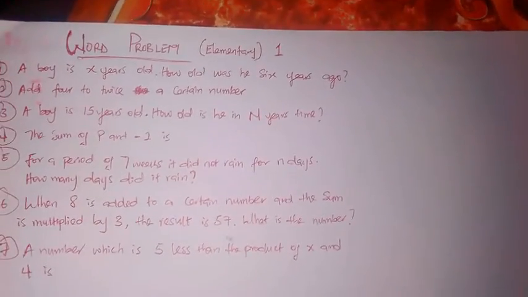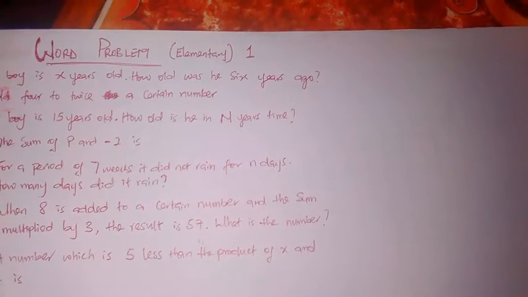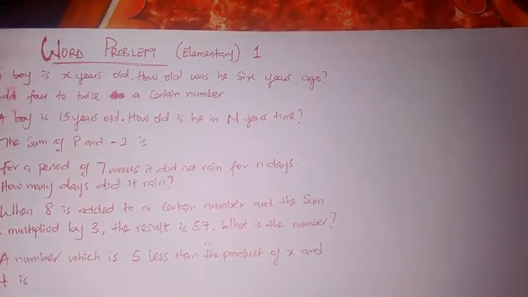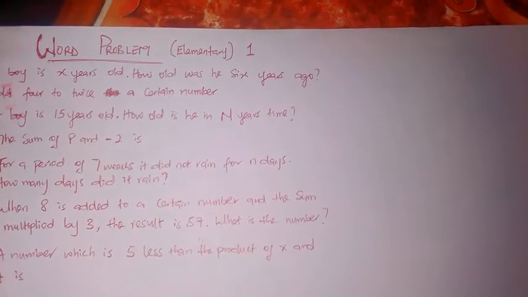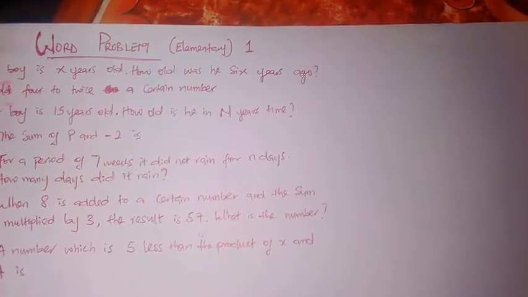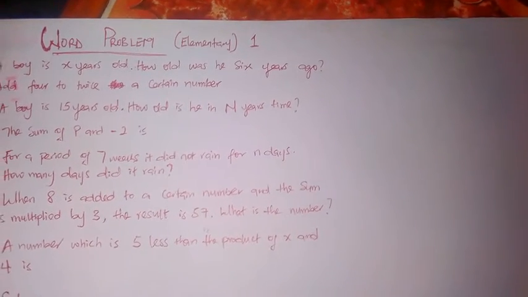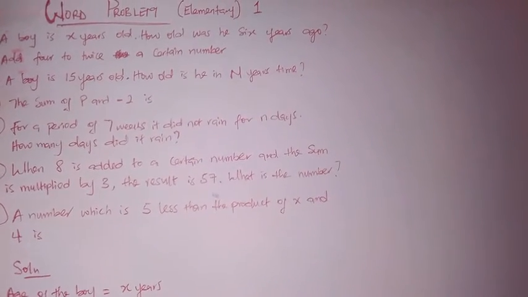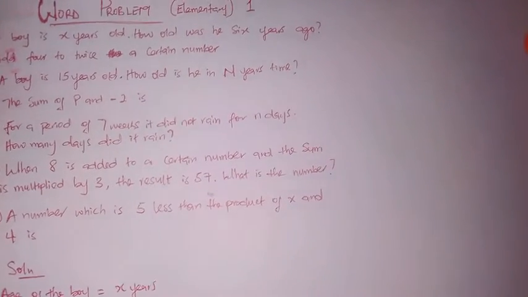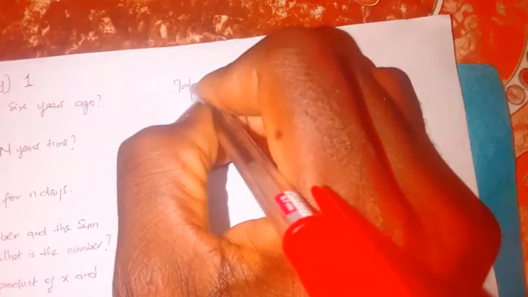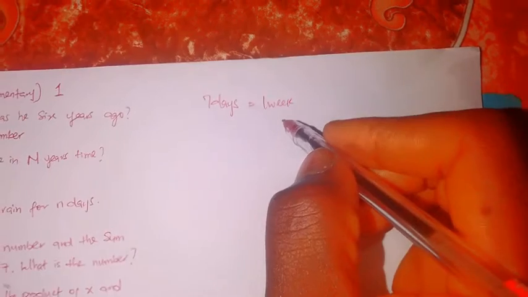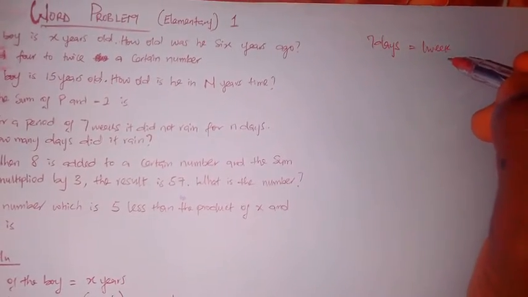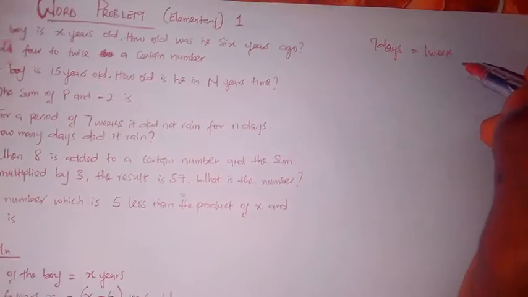Okay. Now for number 5 question. For a period of 7 weeks, it did not rain for n days. So we are given weeks and days in this question. How many days did it rain? Initially we were talking about weeks, but I want to know how many days it rained. So first we need to know how many days make 1 week. From our calendar, 7 days equals 1 week. And from our question, we're given 7 weeks.